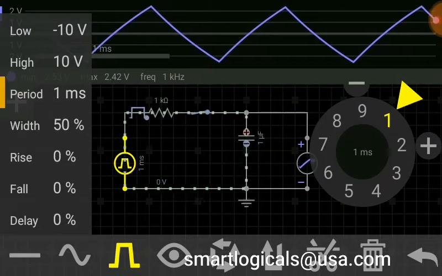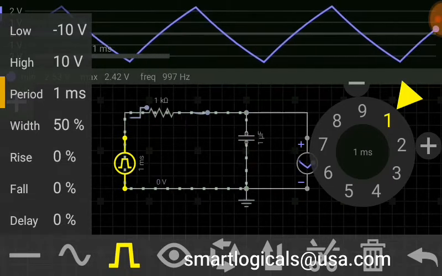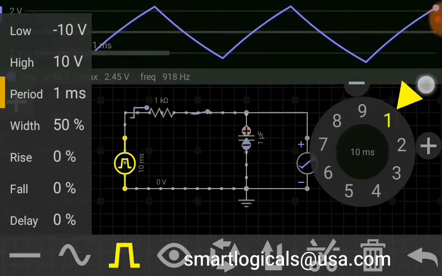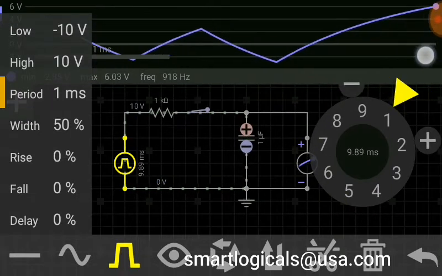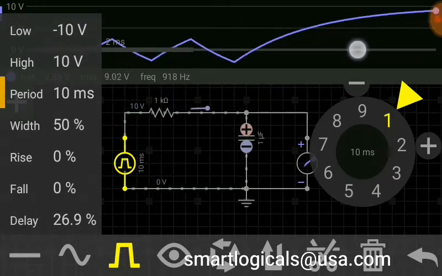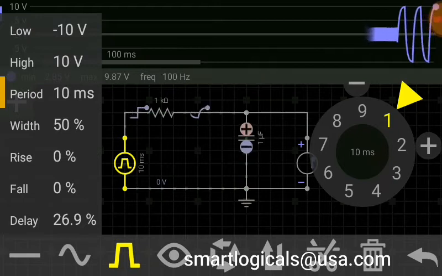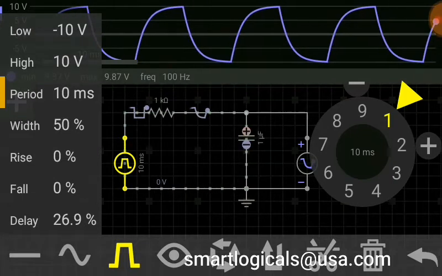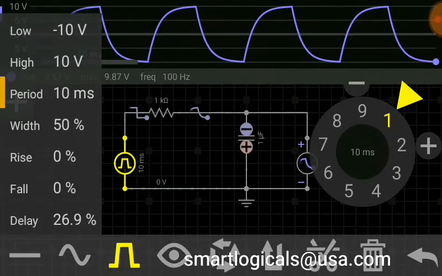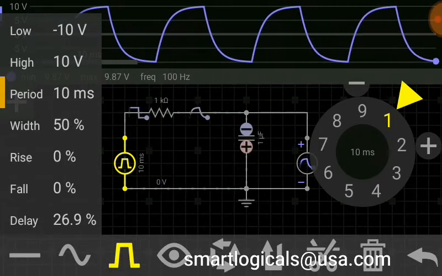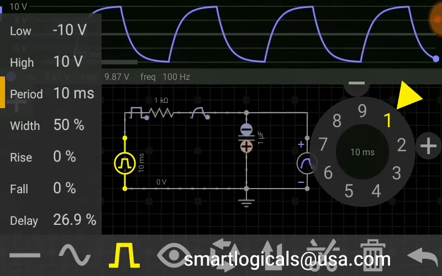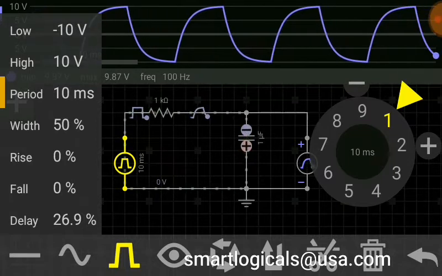If the time constant is less than the time period, then what will be the output? Let's see how the output changes. See, friends, it is a semi bent at each corner.